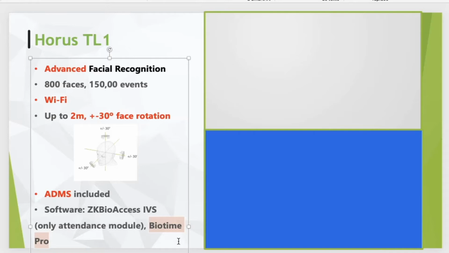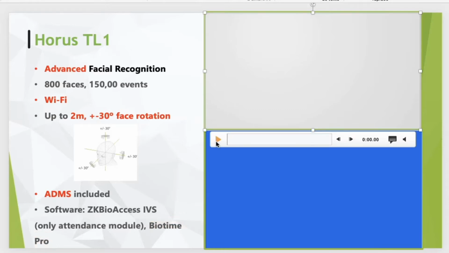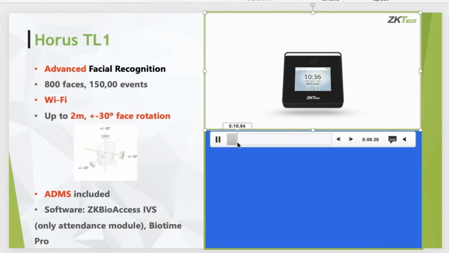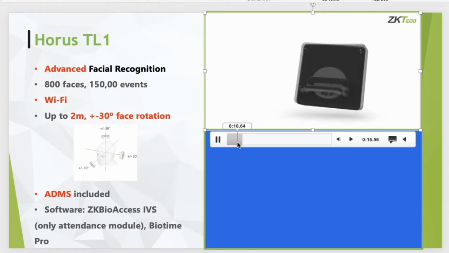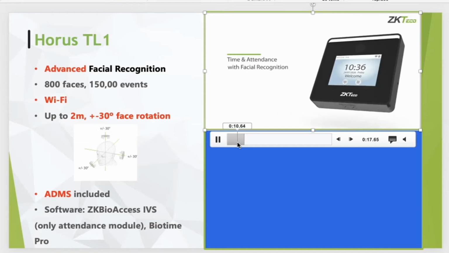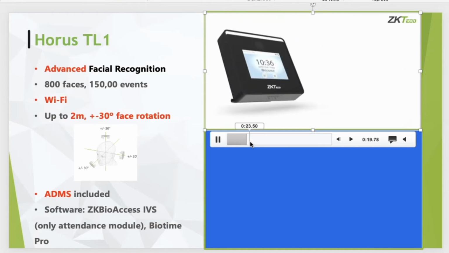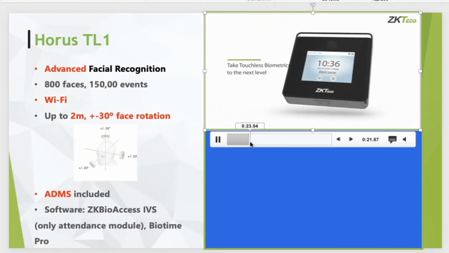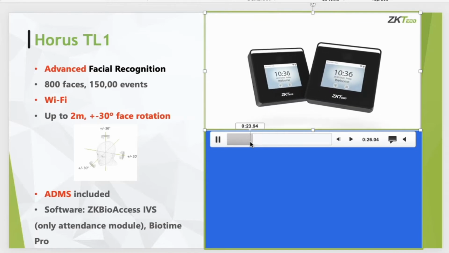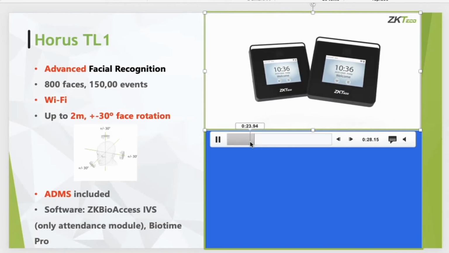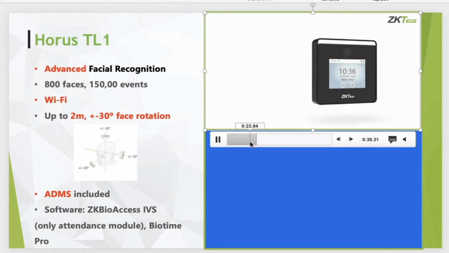Okay, so you have the two options, and I'd like to present this video so that you can see how this device looks. As you can see in the video, the appearance of the device is very small compared with the smartphone. It is smaller. Okay, and you can put it on the desk or you can put it on the wall. It has some screws so that you can attach it to the wall.